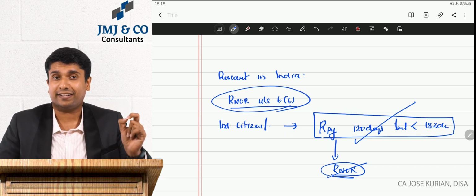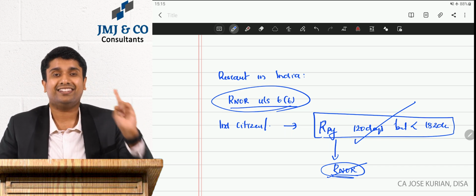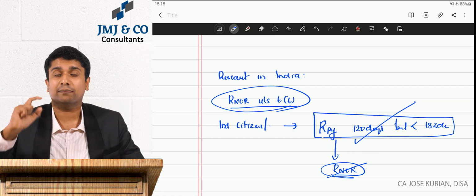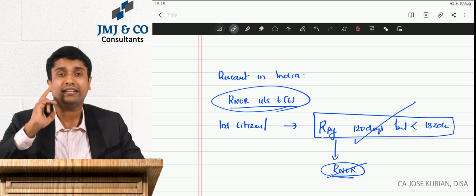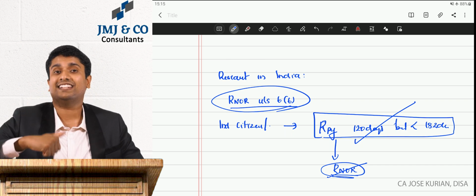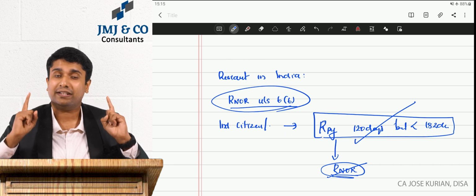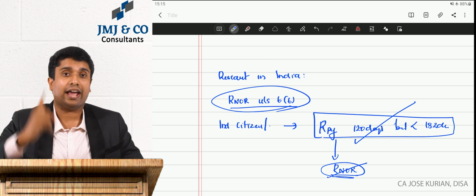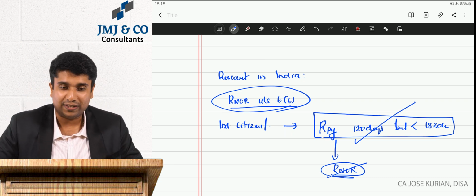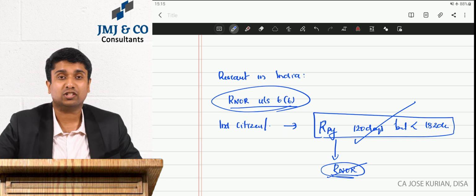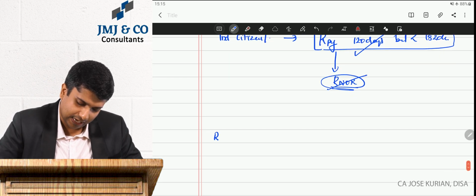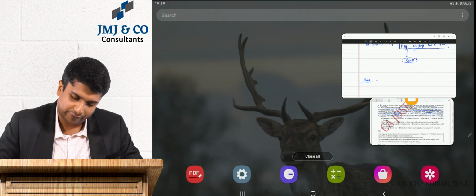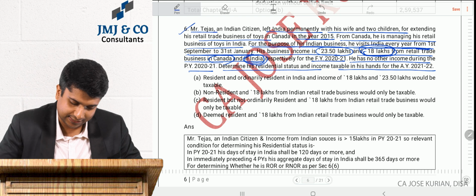Again friends, let me repeat it. If you are an Indian citizen or of Indian origin and your Indian sources income is more than 15 lakh, and in the relevant previous year, if your days of stay in India is 120 days or more, but less than 182 days, then you shall be treated as what? An RNOR. And hence we can say in this question, Mr. Tejas is a resident but not ordinary resident. So he is an RNOR. So the first thing that we have to find out is his residential status, right?